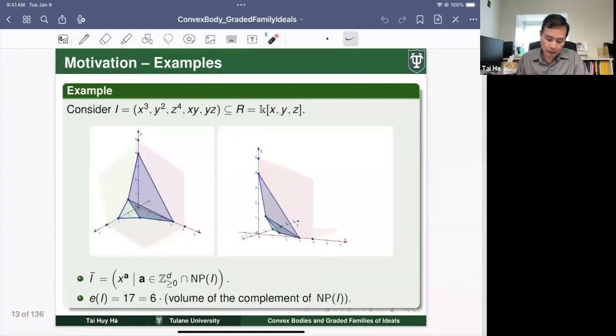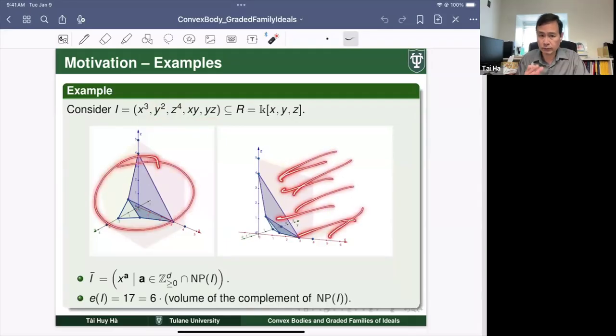And in fact, this happens in higher dimensions as well. So this is an example in 3 dimensions. Here we have an ideal generated in x, y, and z by x cubed, y squared, z to the 4th, xy, and yz. If we plot all these points, take the points that are larger than these points, and take the convex hull, this is the region that we're going to have.